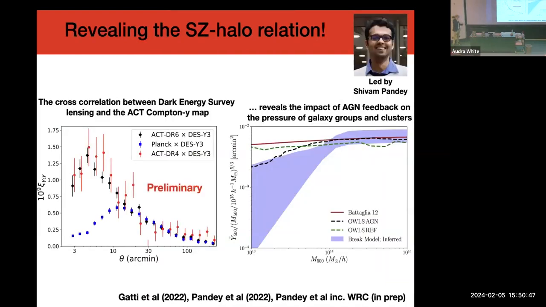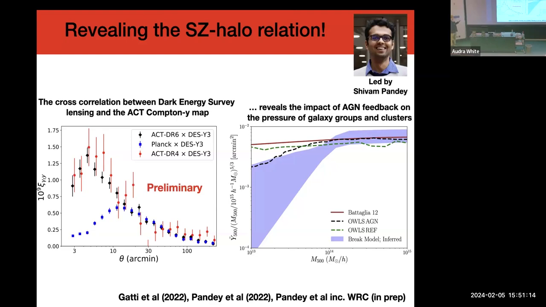The other thing we can do is cross-correlate our Compton Y map with other observables, as I suggested earlier. Here is a result, led by Shivam, showing the cross-correlation between the Compton Y map and a distribution of matter in the universe as measured by the Dark Energy Survey. Here we're comparing the equivalent measurements between Planck, the old ACT data, and the latest ACT data, where you can see the error bars are shrinking. This difference you see here is not systematic. This is the difference in resolution of the Planck instrument versus ACT.